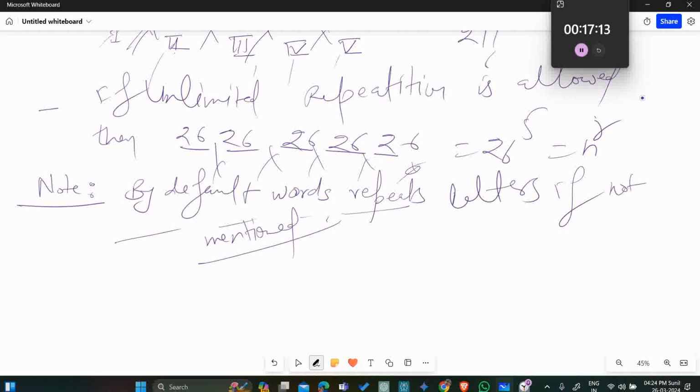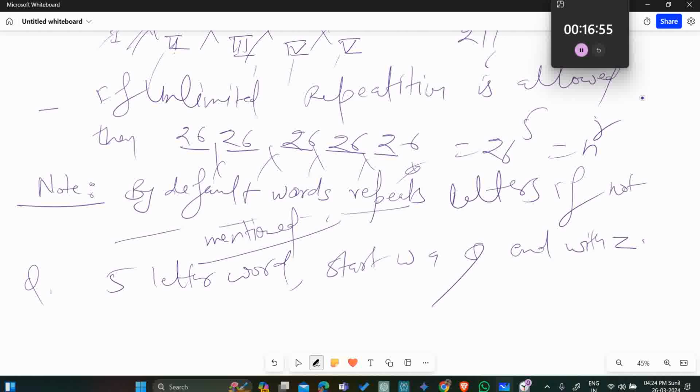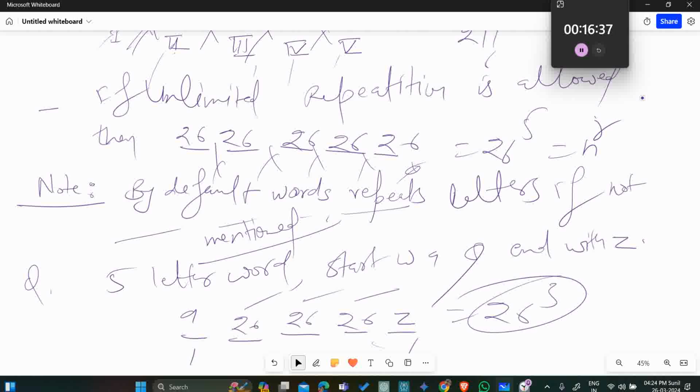Right? So what we can say is, the question is: a 5-letter word that starts with A and ends with G. What we can say, there are 5 places. G and A are only one way each, but in these we can put 26. All the letters go. It can repeat also. It will be 26 to the power 3.